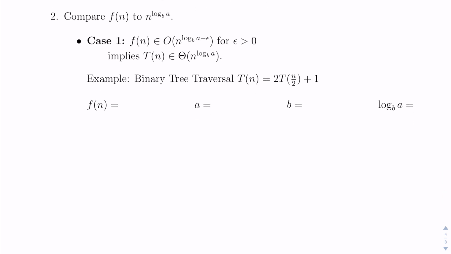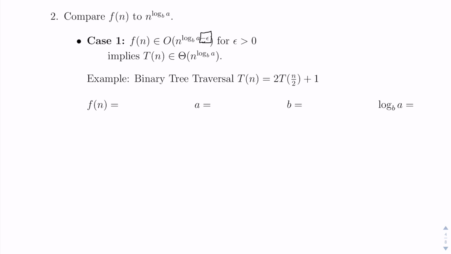So case 1, less than. We can't say less than, but what can we say? We can say big O. This case says that f of n is big O of n to the log base b of a minus some epsilon, for epsilon greater than 0. What does that mean? That means that f of n grows slower than n to the log base b of a by some polynomial amount.